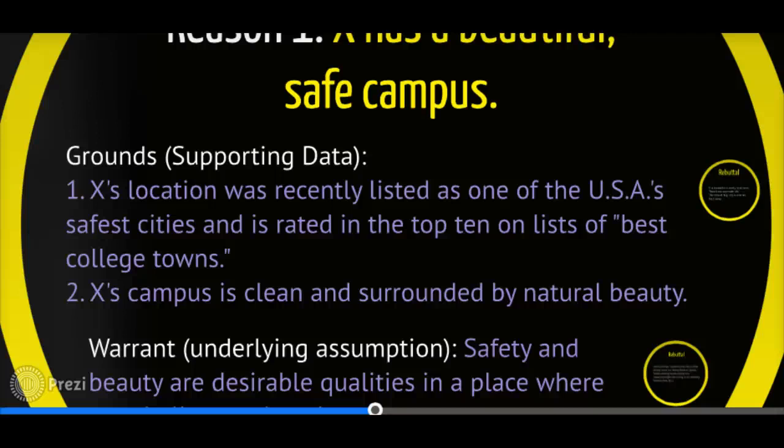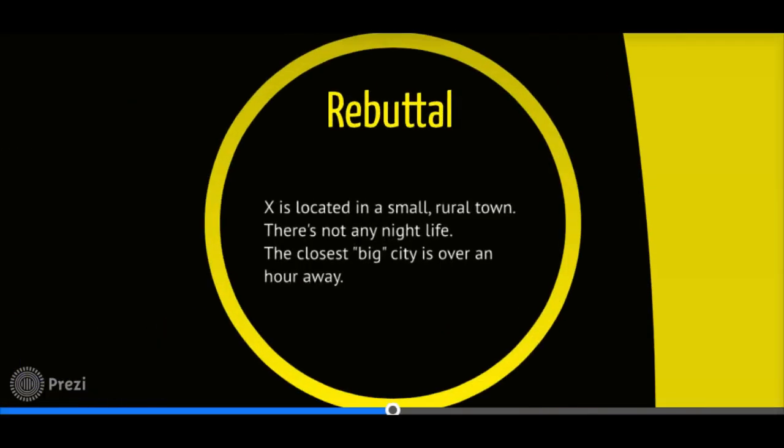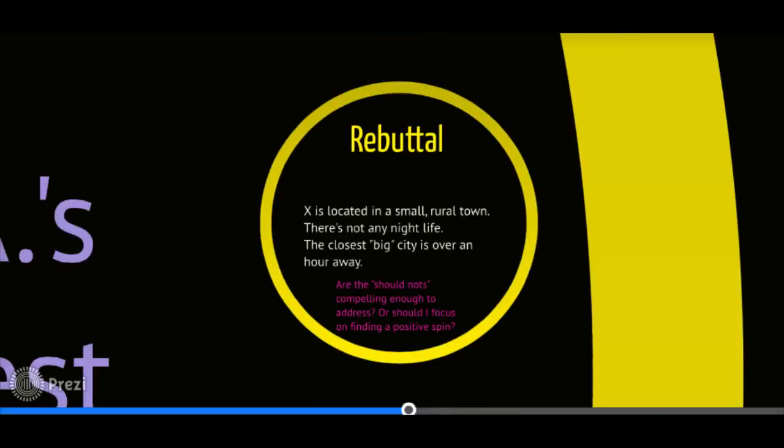Now, those are pretty good grounds, but of course there's always a rebuttal. Someone else who's done their research might say, sure, X is safe and beautiful, but it's also located in a small rural town. There's really no nightlife, and the closest big city is over an hour away. Now, after reading or thinking about those rebuttals, I might be asking myself, are those should-nots compelling enough to address? Or should I focus more on finding a positive spin? In order to decide how much I want to address this rebuttal, I need to look at the rest of my argument. And the first place I want to look is my warrant.